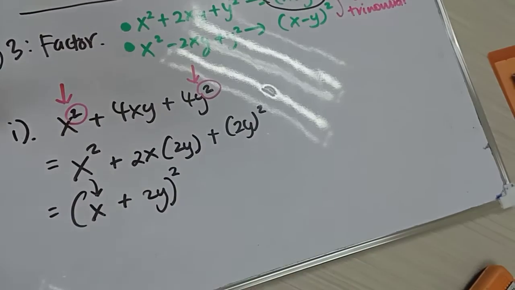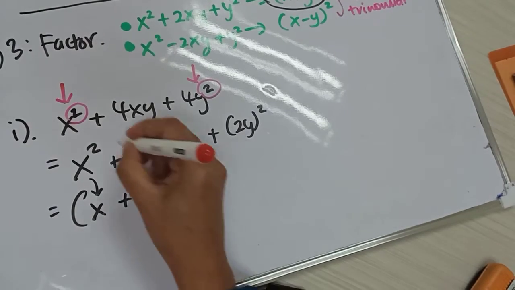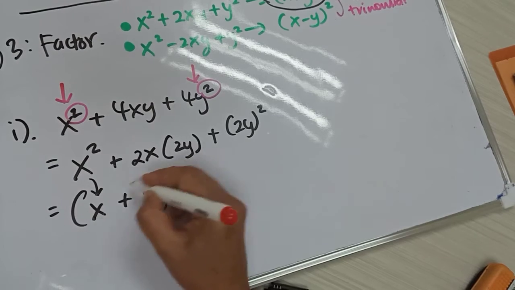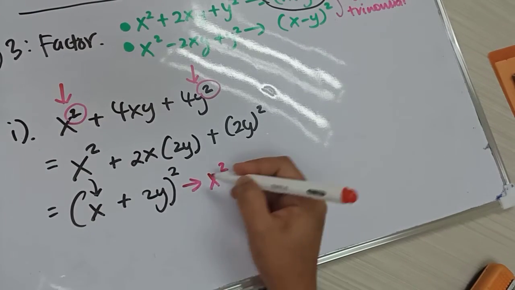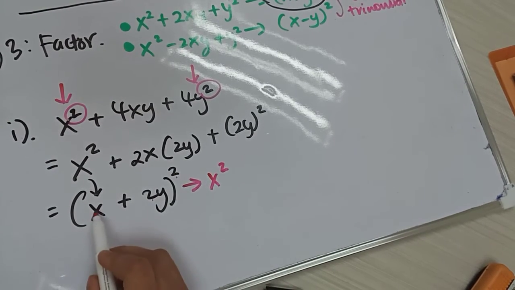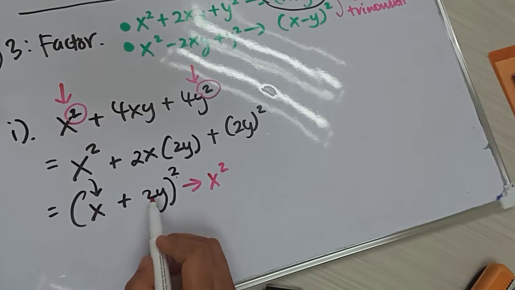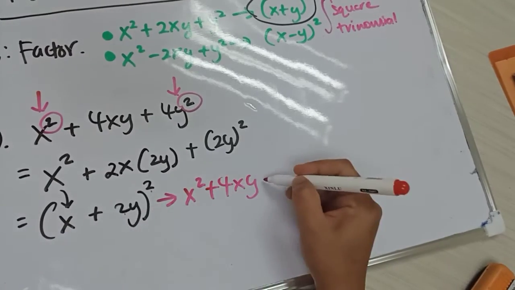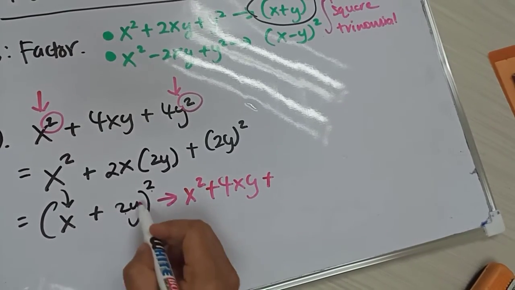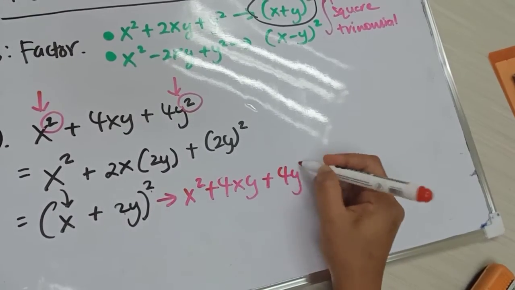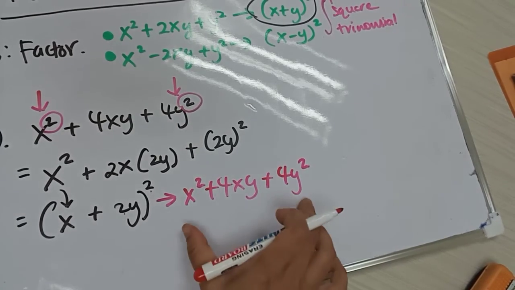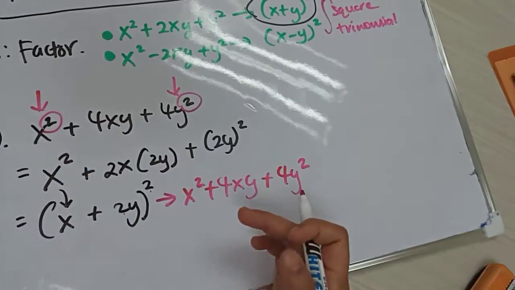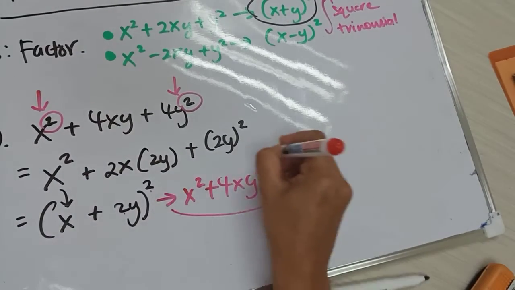So now we are trying to recheck, is the answer that we get true? So we expand one by one. For the first step we get x square, and then you multiply all. So x multiply 2y we get 2xy, multiply by 2 we get 4xy, plus, and then you have to square 2y, we get 4y square. Okay, so now we see we get the same answer as in the question. So this is true.